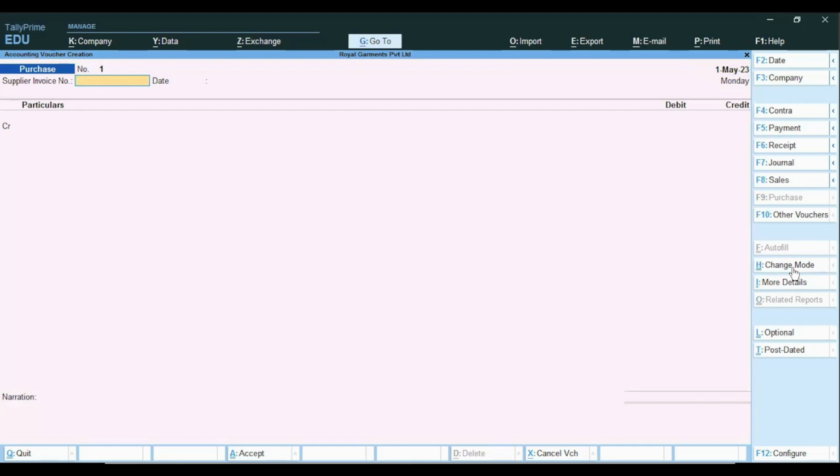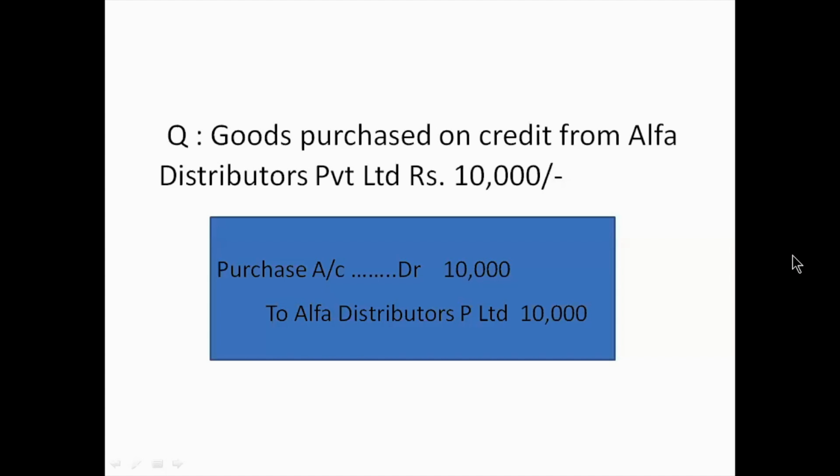Enter. Okay, the question is goods purchased on credit from Alpha Distributors Private Limited 10,000. So we have purchased the goods, so purchase account will get debited. From whom? We purchase goods from Alpha Distributor, the creditor, so creditor's account will get credited. So entry will be purchase account debit 10,000 to Alpha Distributors Private Limited 10,000. So let's enter this transaction through purchase voucher.